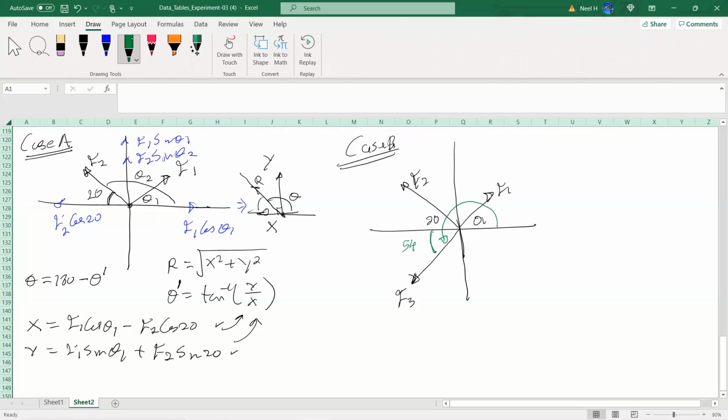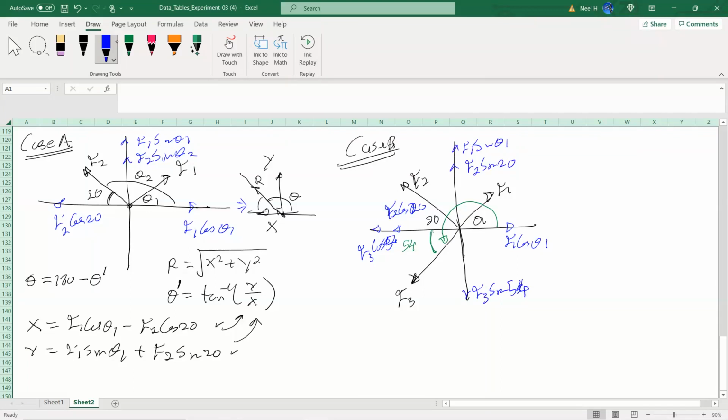Okay. Then we'll write down all the components. The previous components remain the same: F1 cosine theta 1, F2 cosine 20. Then I have another component here now, F3 cosine 54. In the upward direction we have two components, F1 sine theta 1 and F2 sine 20. In the downward direction, F3 sine 54.